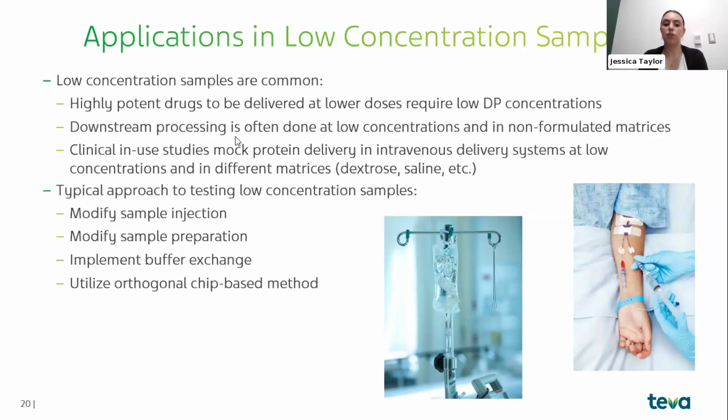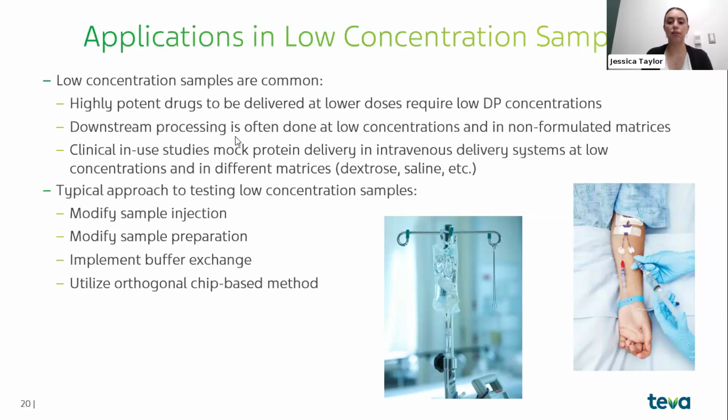And if I'm worried about matrix interference, I might do a buffer exchange to put the sample in a more CGE-friendly matrix. And if none of these modifications are desirable, or if I'm working with a limited amount of material, I may also utilize an orthogonal chip-based CGE method that operates at a lower protein concentration.